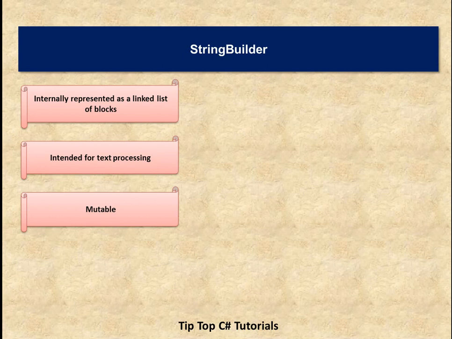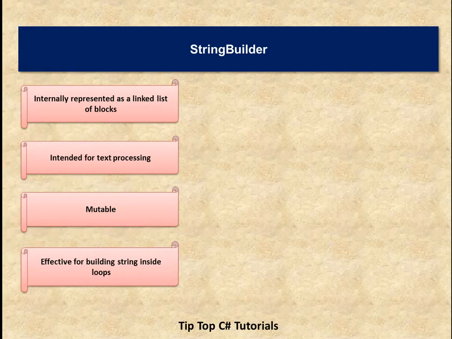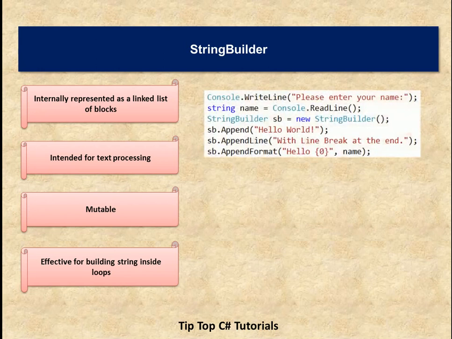We have discussed that the string type is immutable. Let's say you have a for loop with thousands, tens of thousands, or a million iterations. If you put a string inside that, it will create a lot of instances according to the number of iterations. That is the reason we go for StringBuilder whenever there is heavy text processing involved in multiple loops. So it's effective for building strings inside loops. That is the primary use case of StringBuilder. Now let's take a look at the code base.